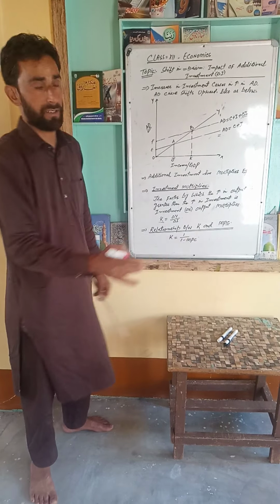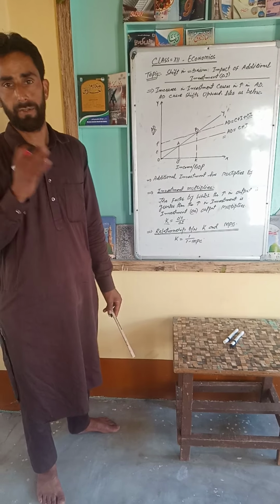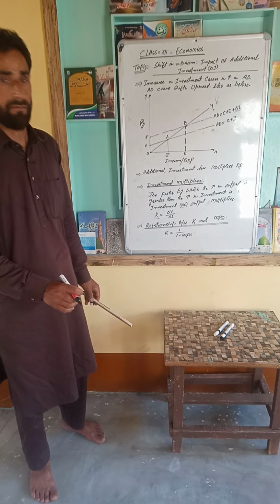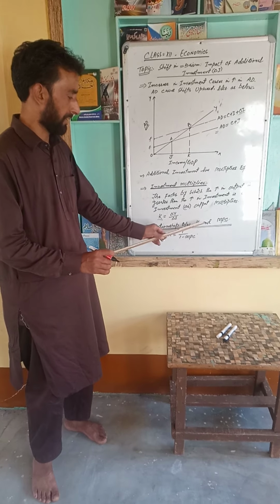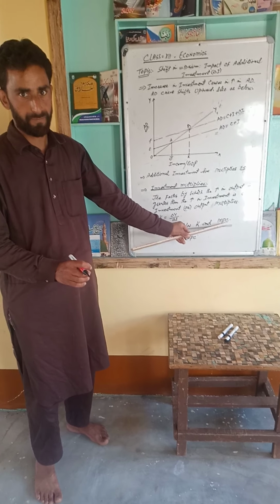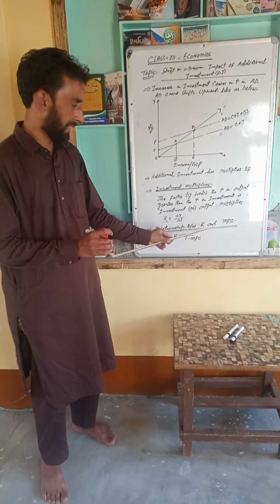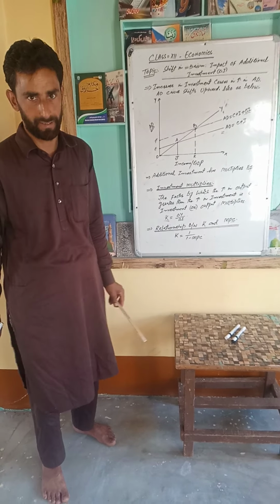Now the last point for today: what kind of relation is there between this K and MPC? MPC we have already discussed. MPC means marginal propensity to consume. All of you will know that there is a direct relationship between K and MPC. When K increases, MPC will increase. When K decreases, MPC will decrease.